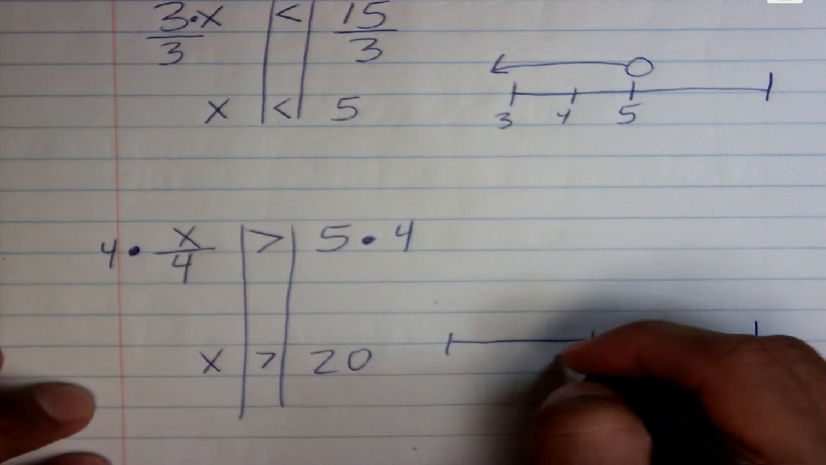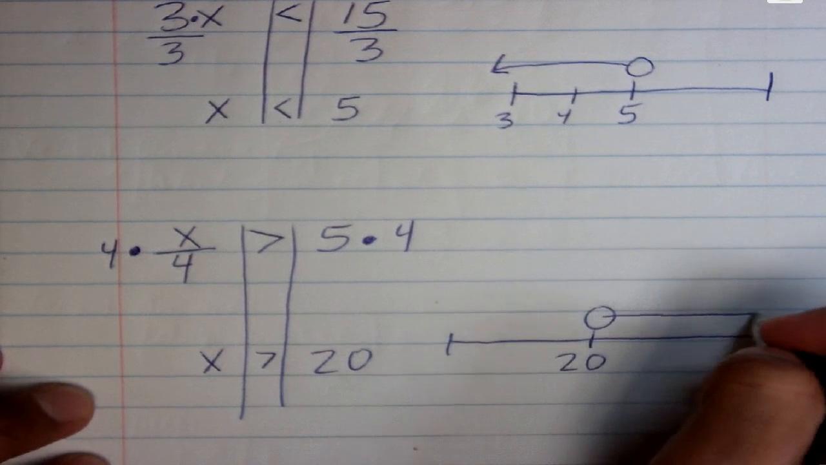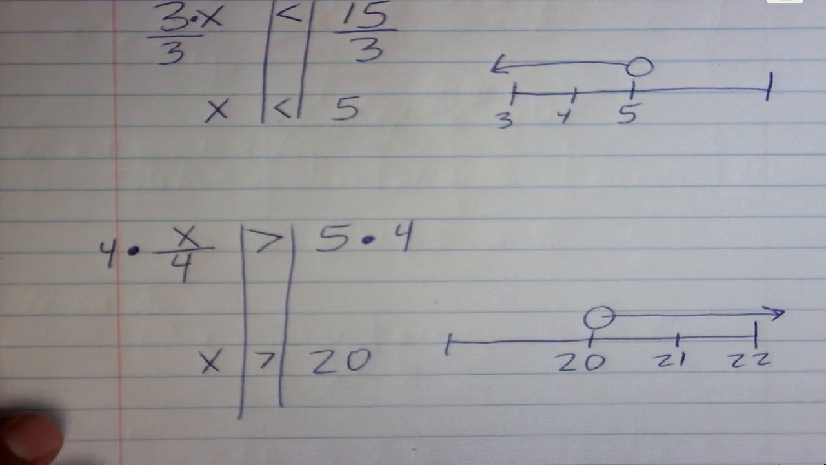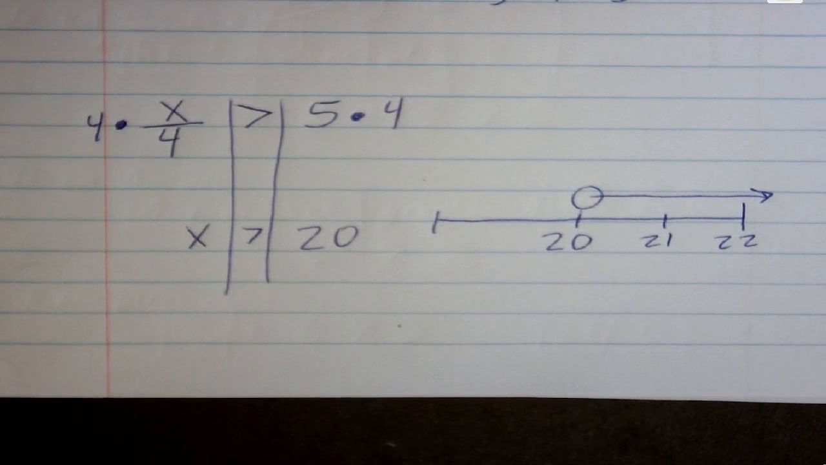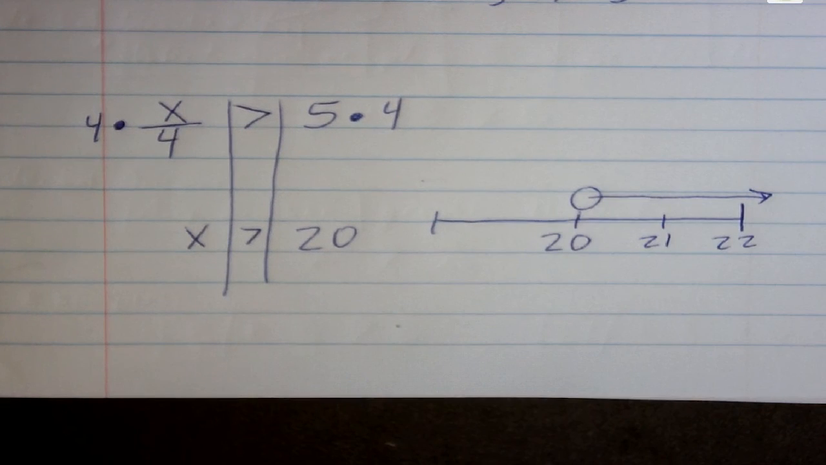So here's my 20. I'm going to do an open circle. And any number that's bigger than 20. Numbers like 21 or 22. Oh yeah, 21. Sorry, I forgot to say 21. And anything like that would make it true. Okay? So we're going to practice doing this tomorrow. You're going to practice drawing a little number line with your answer when you solve it out.